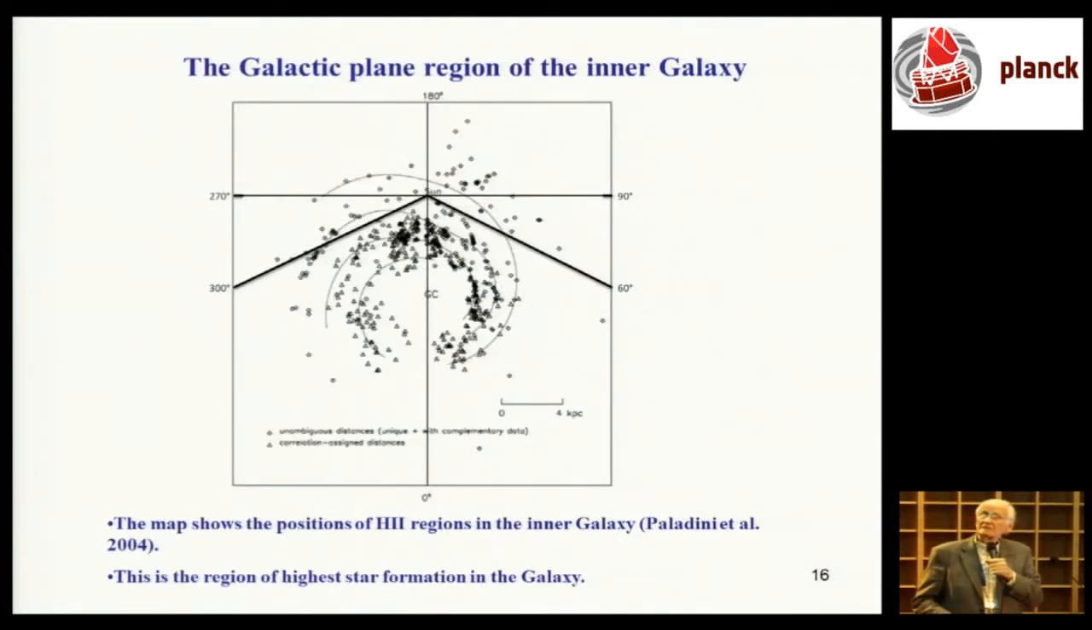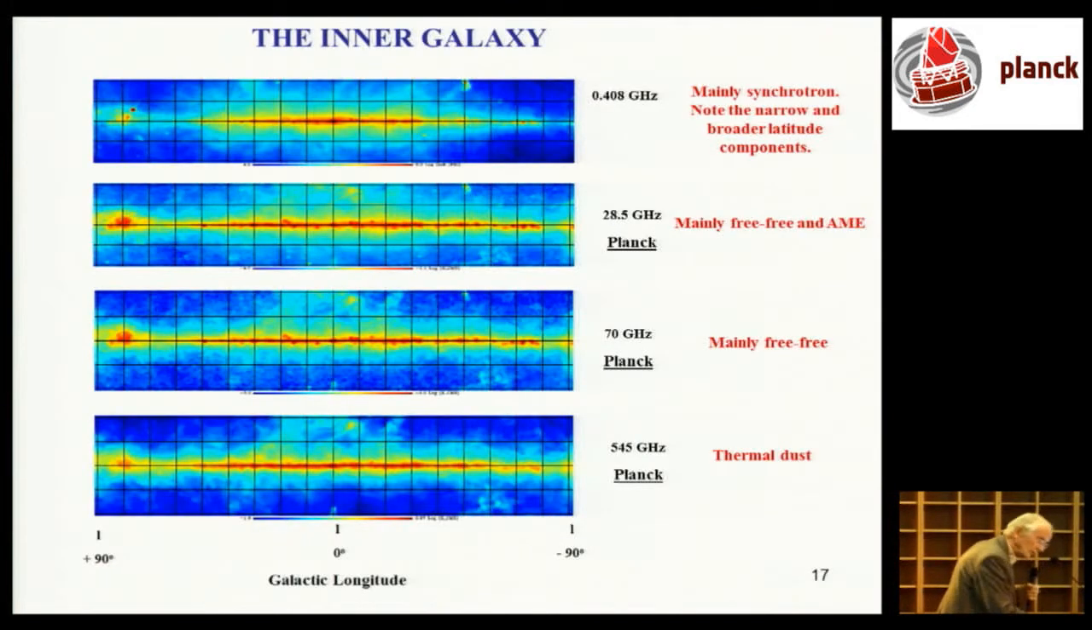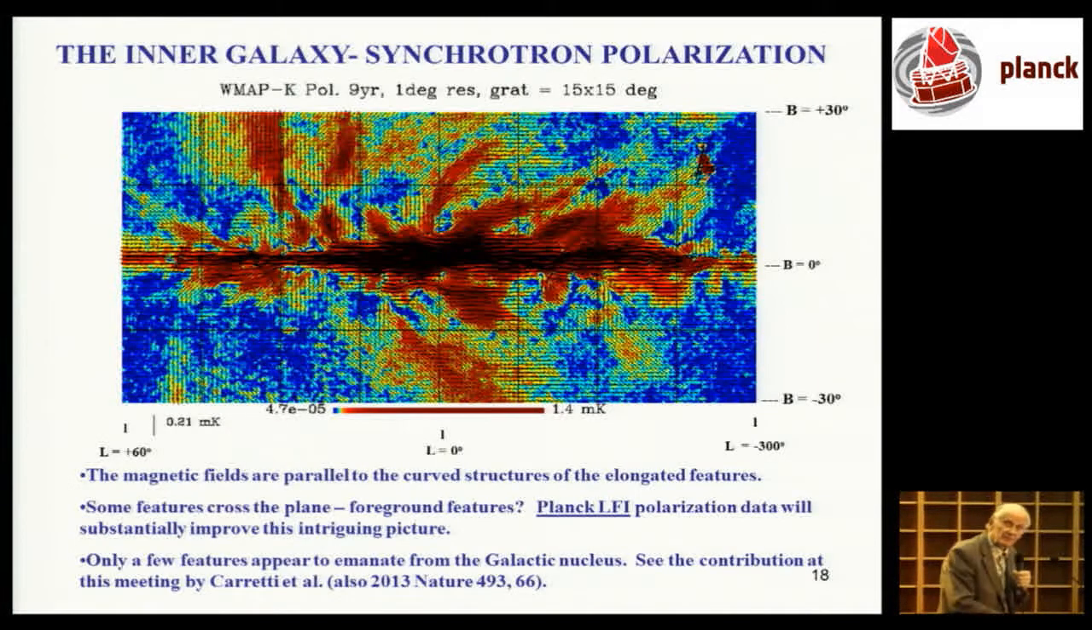The inner galaxy, and I want to look for a moment at the region in here, and these inner spiral arms, and this is looking at low latitudes where you can actually see a very narrow distribution. Here's the synchrotron again in this rectangular area that's related to the inner galaxy. You come up to the Planck frequencies, 28.5, 70, and 545. You're going through the region of free-free, anomalous, dust, free-free, and dust up here. And you've got very narrow components.